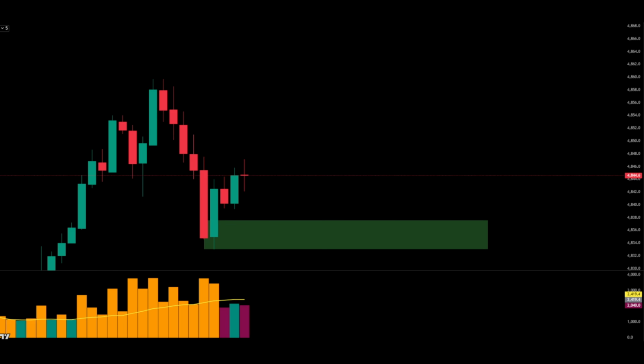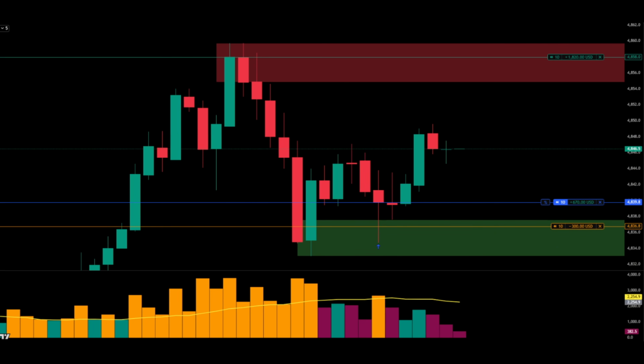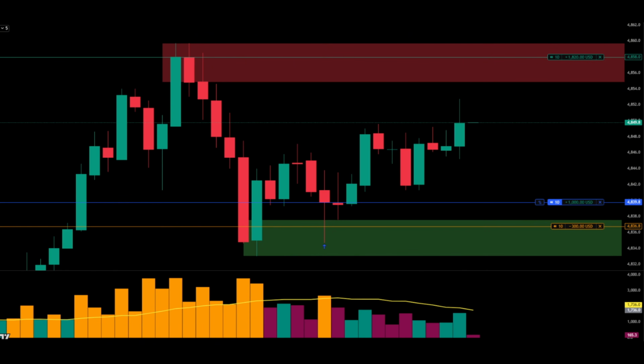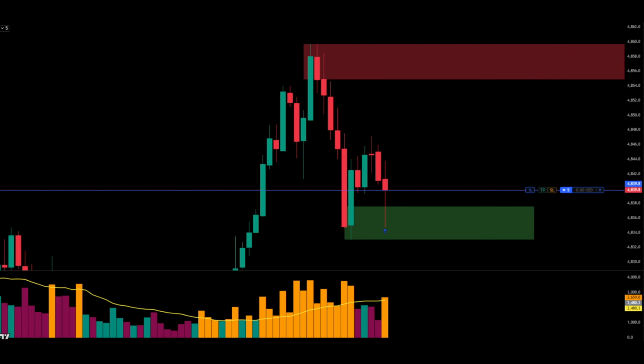Now that we have our support zone, we wait for price to come back into it on a lower time frame. Then we look for volume to step in again. In this example, price broke the top of the zone and closed back above it. That's where you take the long. Target the next resistance. Now let's go over stop loss placement.